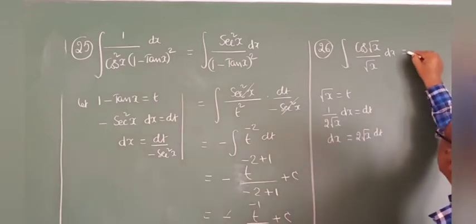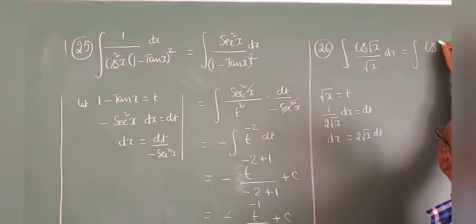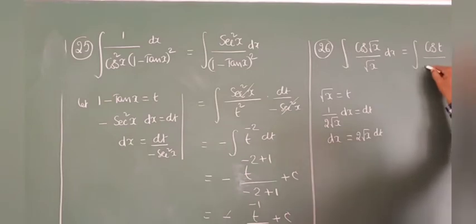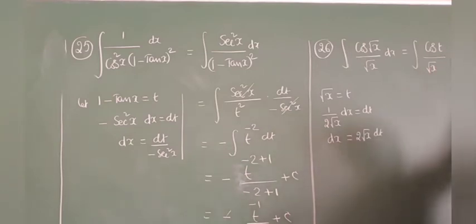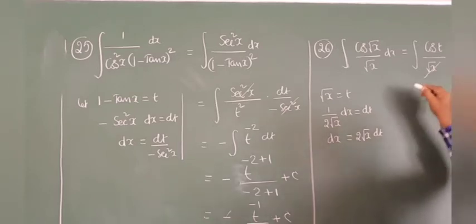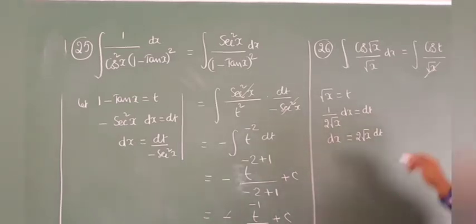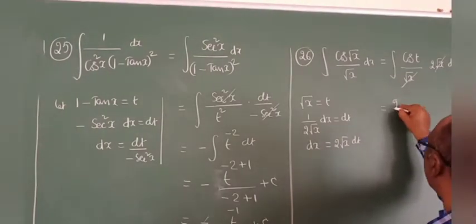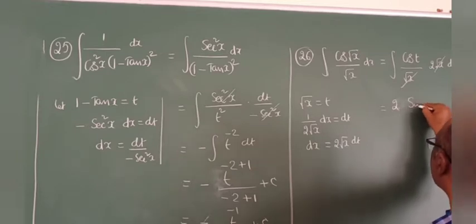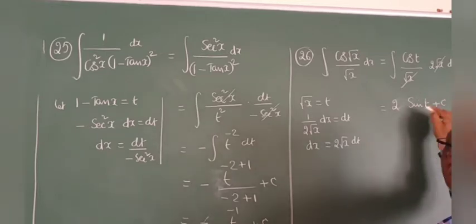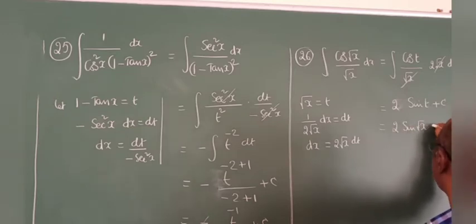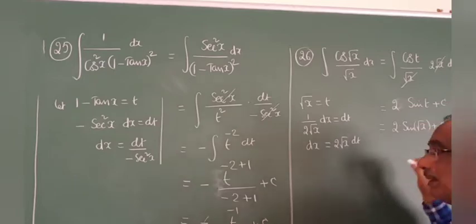Now substitute: integral of cos of the non-independent root x place is t, by the independent root x, write down. Dx place is 2 root x into dt. Independent root x should be cancelled. So cos t integration is sin t. 2 is outside. Cos t integration is sin t plus c. T place, write down, t is root x. So plus c.